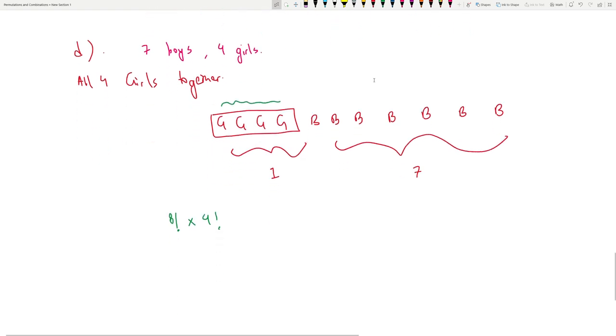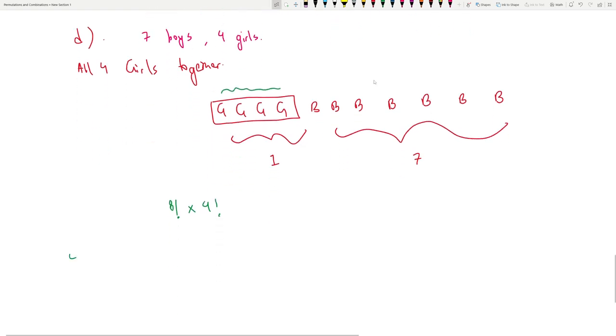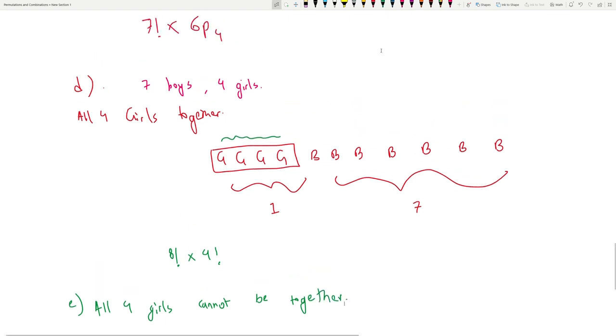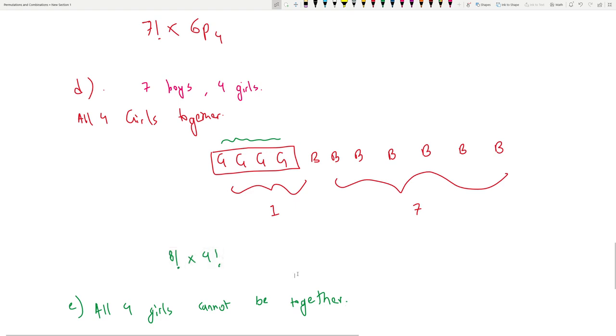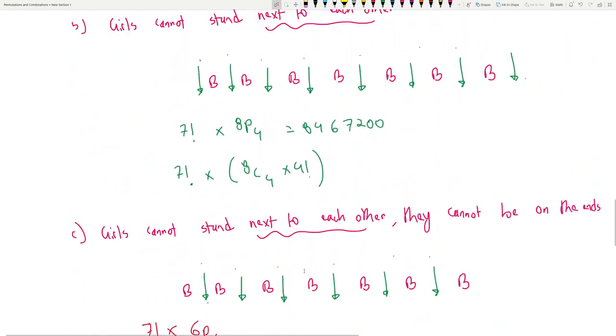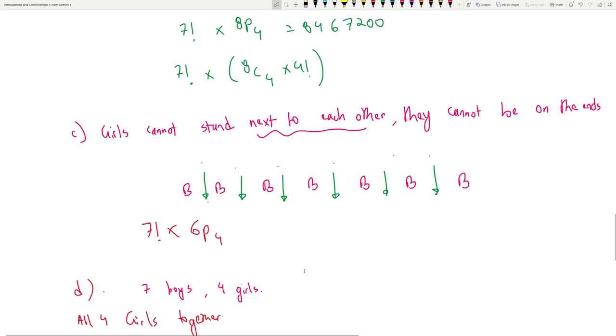Okay. And there can be another one. All 4 girls cannot be together. So guys, this is a bit different from the girls cannot be next to each other. What does the girls cannot be next to each other mean? It means that even two girls cannot be next to each other. Okay, that's the essential meaning.